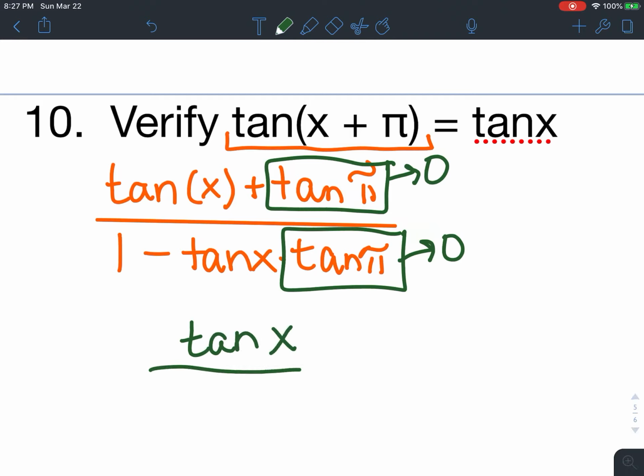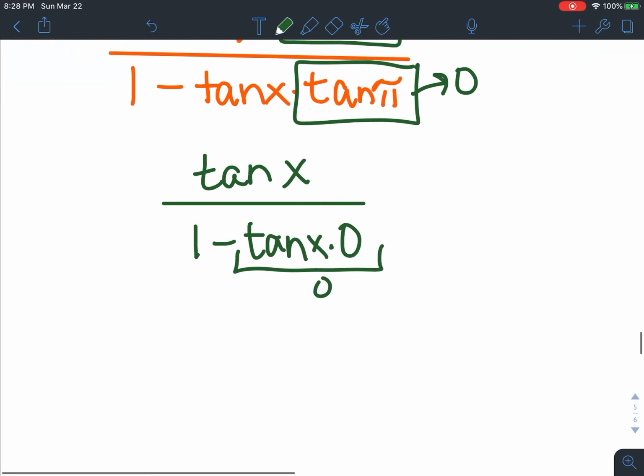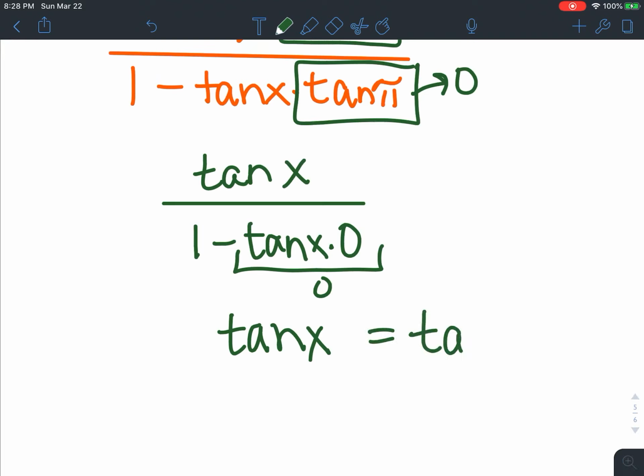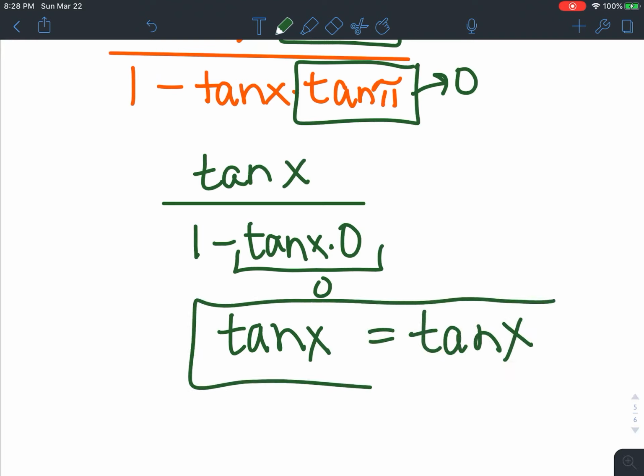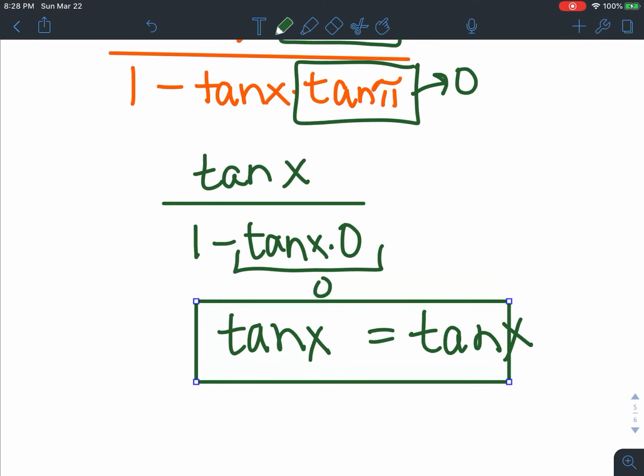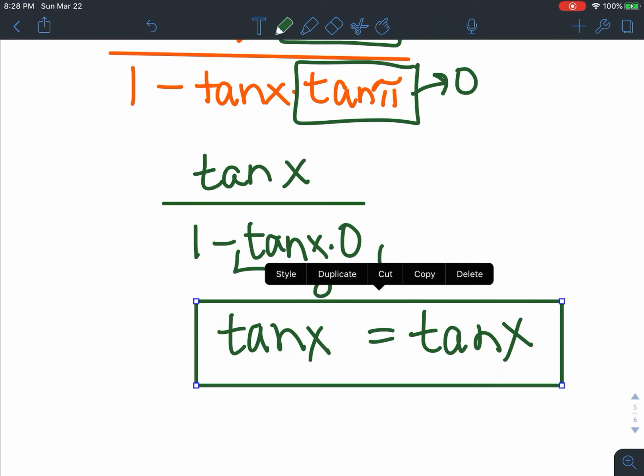So now the top is tangent x, and the bottom is 1 minus tangent x times 0. But of course, anything times 0 is 0. And so then this becomes tangent x over just 1, but I don't need to write the over 1. And I'm done again. Oops.